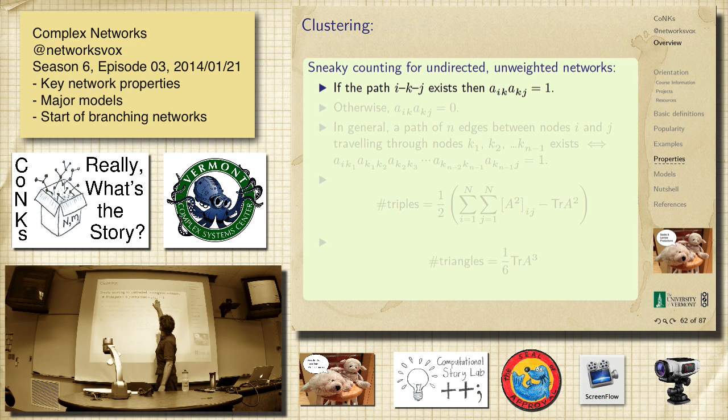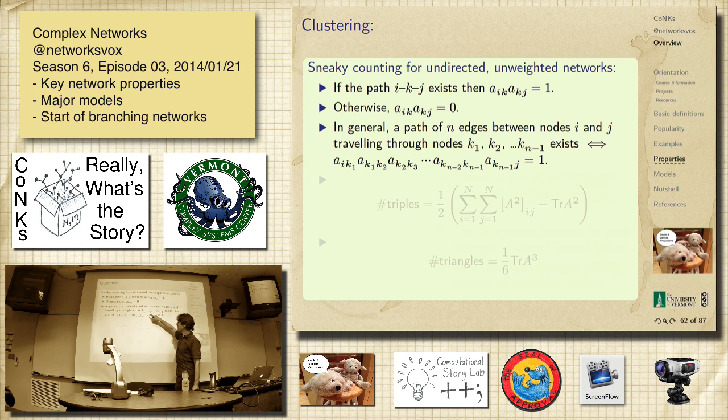Okay, so this is true, right? If one of these edges doesn't exist, or both of them don't exist, then it's 0 times 0, or 0 times 1, or 1 times 0. So this would be 0. So this is a sneaky way of encoding the fact that there is this triple.